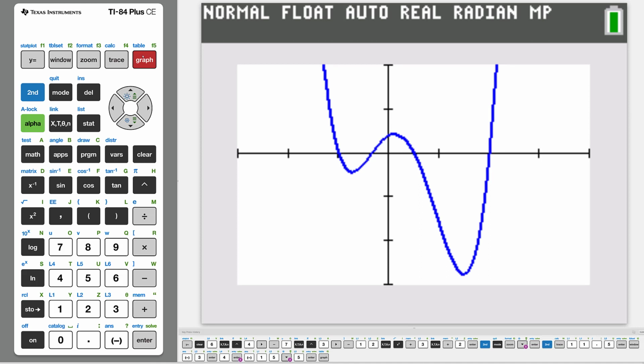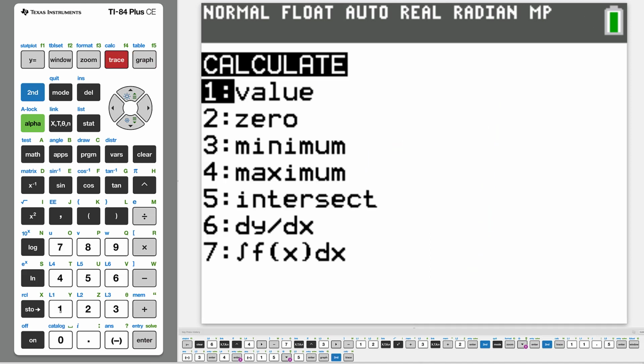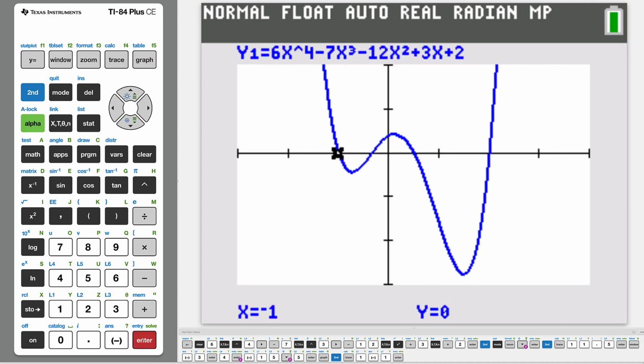So I'm looking at this, and I'm noticing a couple of things. It looks like I have a root at negative 1. Let's verify that. That is indeed a root. Now there's a fractional root in between negative 1 and 0. And I'm thinking rational zeros theorem, 2 over 6. The constant term is 2 and the leading coefficient is 6. So that could be negative 1/3. That's probably worth checking.